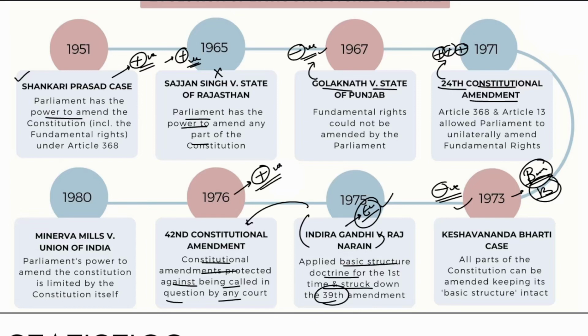Then we see the Minerva Mills case. Parliament's power to amend the constitution is limited by the constitution itself. All right, so again a negative thing by the Supreme Court. So this has developed over time. So what we can say is that now finally the Supreme Court has the power to interpret the constitution, all right, and give any such policies which are against the DPSP or which are against the basic doctrine of the constitution a negative status. All right, now let's talk about the general statistics and understanding of this thing.